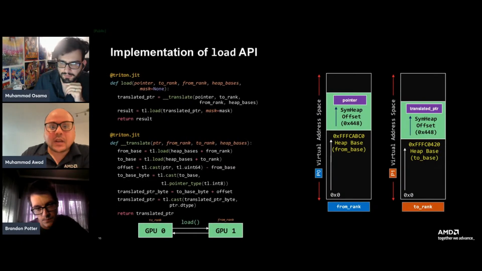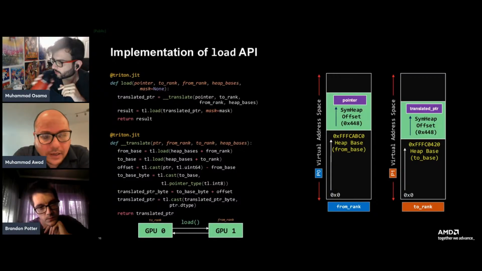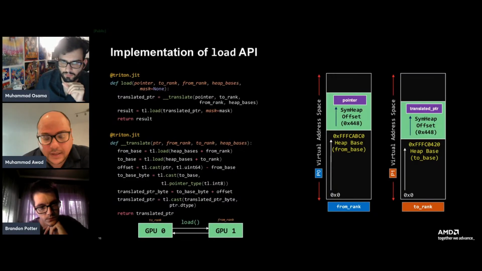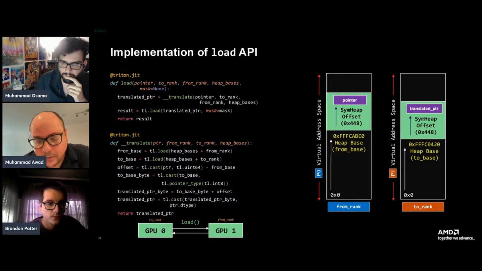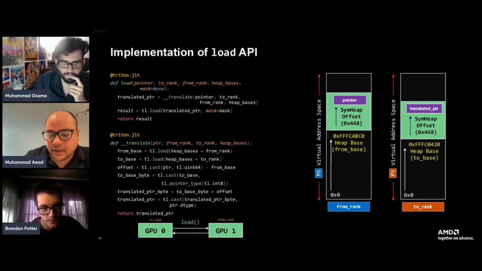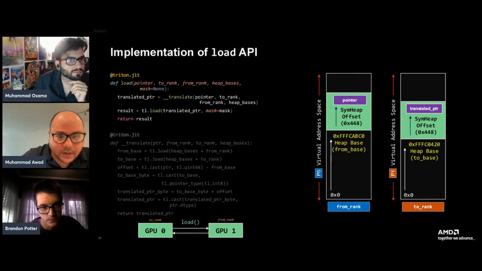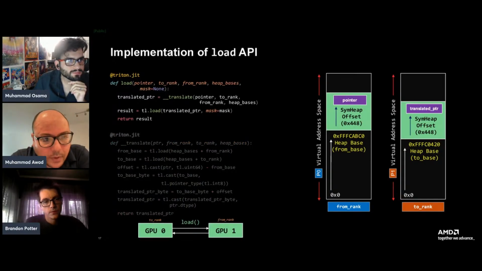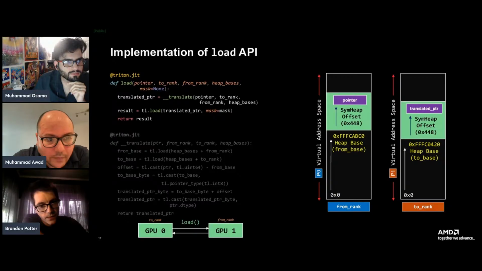Yeah. So the implementation of the library is actually very simple. Once you understand the next few slides, you should be able to understand every line of code itself. Let's start with the load API. It looks like this: you have the signature, as Muhammad probably explained, and the first thing you do is the pointer address translation. That's the first line of code here, and then you simply do the load or store.